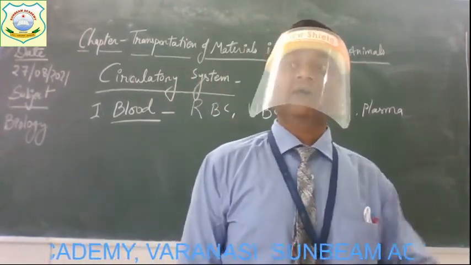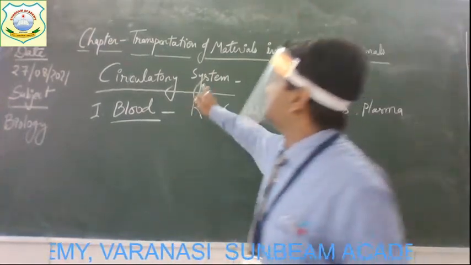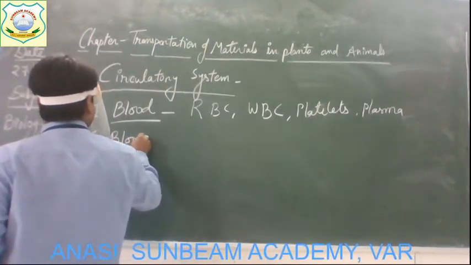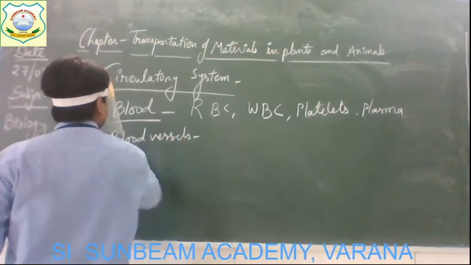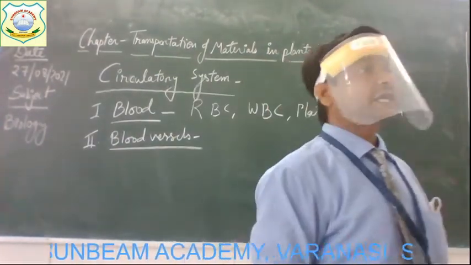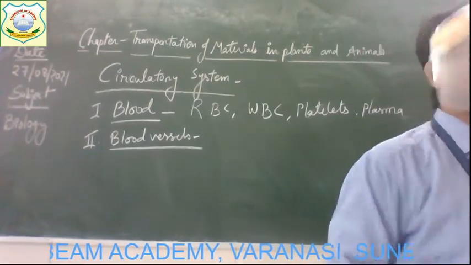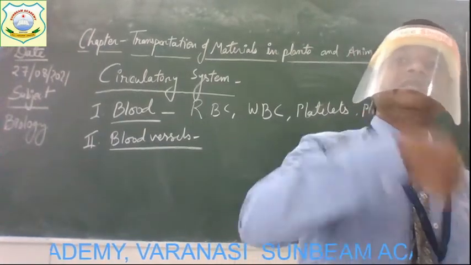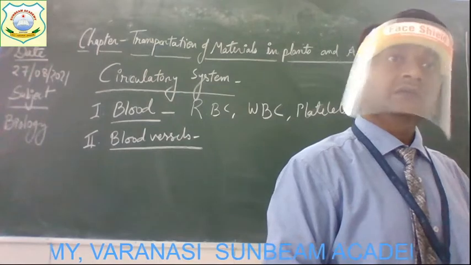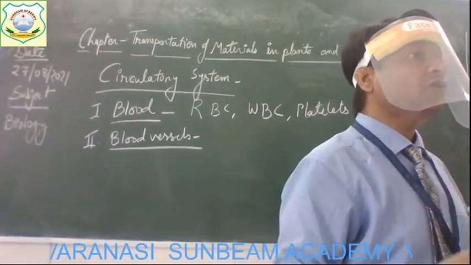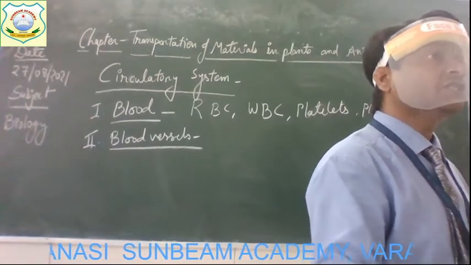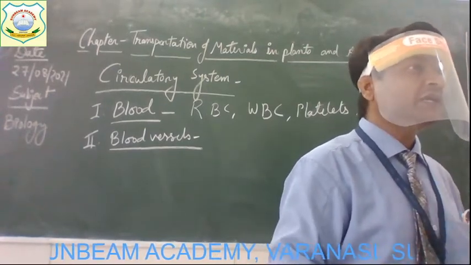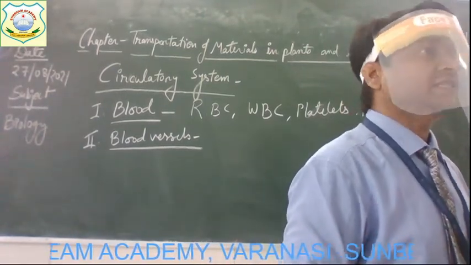Now today we will discuss the second part, the second component of the circulatory system, and that is blood vessels. Second component is blood vessels. Blood vessels are actually thin tube-like structures present all over in our body. Get it? In which what is going to flow? Blood is going to flow.